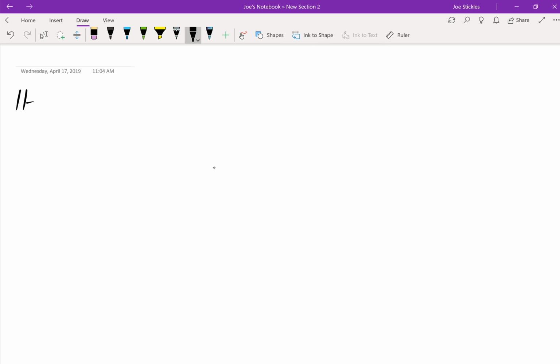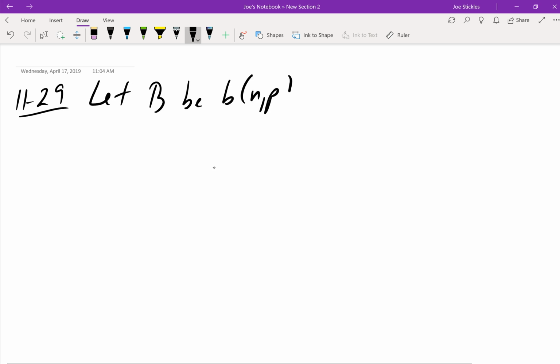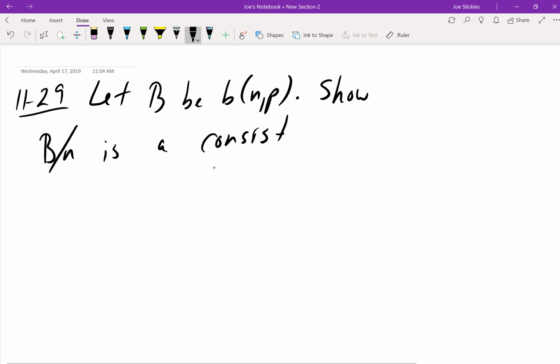So 11-29 asks you to show, or we're going to let capital B be a binomial random variable with n trials and probability of success p, and it wants you to show that B over n is a consistent estimator for P.